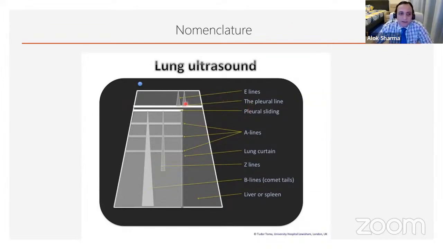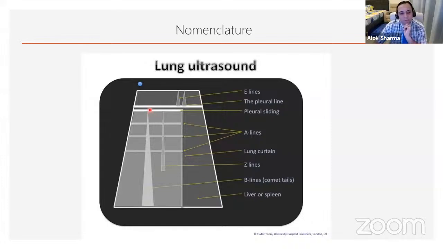And as we described, when you have air in the interface, E lines will always be above the level of the pleura. They will not move because obviously they aren't linked to the pleura. And often the pleura below them will actually appear completely absent because you've got subcutaneous emphysema. On the other hand, a B line, because it's a vertical reverberation artifact, will extend from the pleural margin right to the bottom. It will move with the pleura.